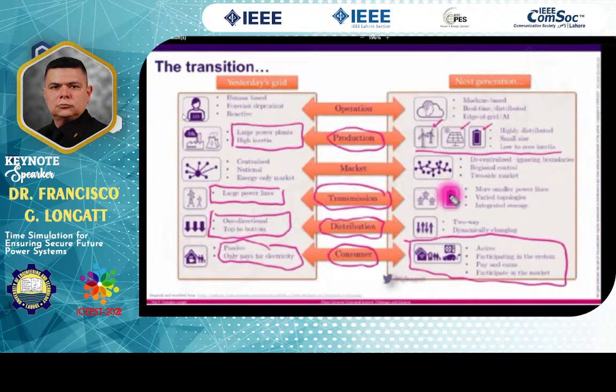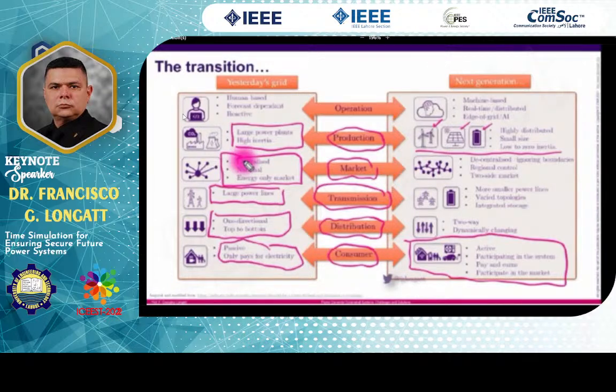That means we are talking about huge battery energy storage. And of course, with the changes that we are having in production and consumption, the market is also changing. In the past, we used to have a very centralized market, a very national market, and in that market, we were dealing only with energy, kilowatt hours or megawatt hours.